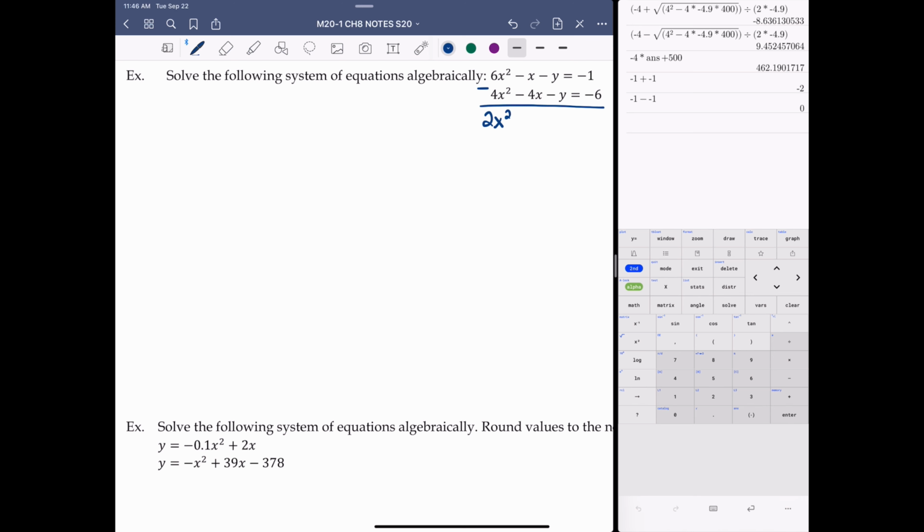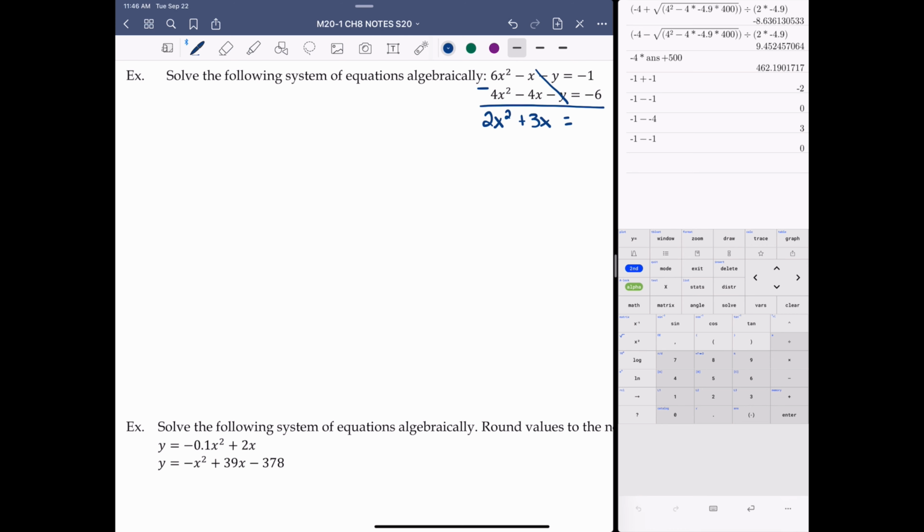Negative x, so negative 1x, minus negative 4x. We can use our calculators. Negatives are sometimes confusing. Negative 1 minus negative 4. When we subtract a negative, it becomes adding. So we're taking negative 1, adding 4. We get 3, plus 3x. Negative y minus negative y. We saw negative 1 minus negative 1 was 0. So those are gone.